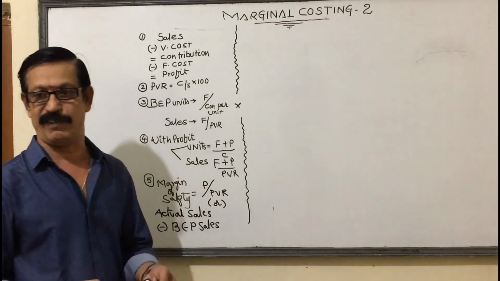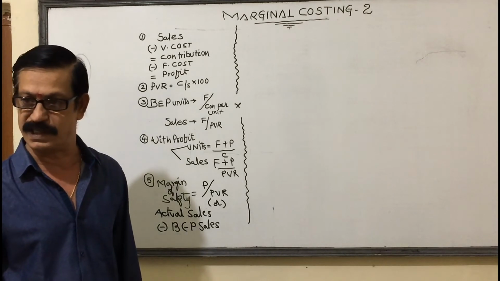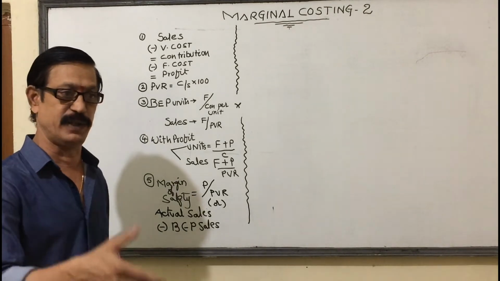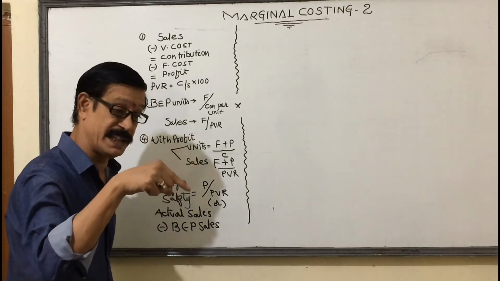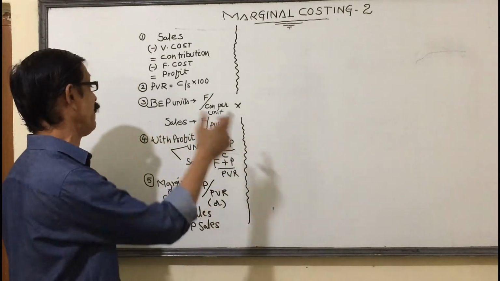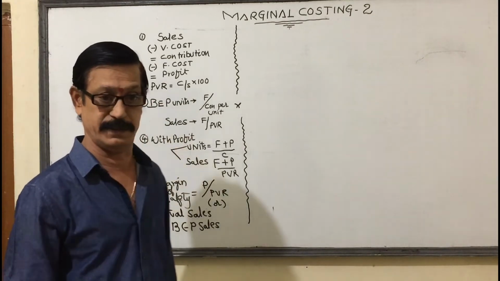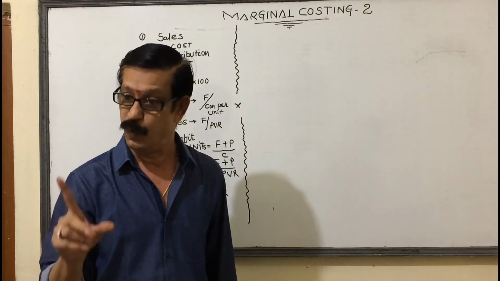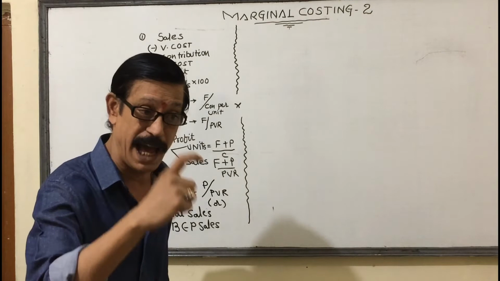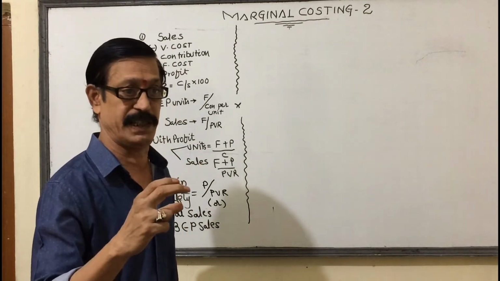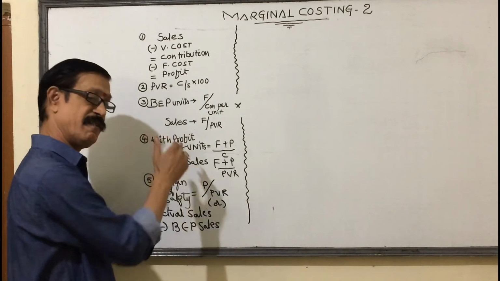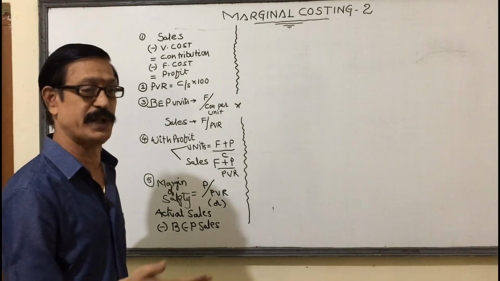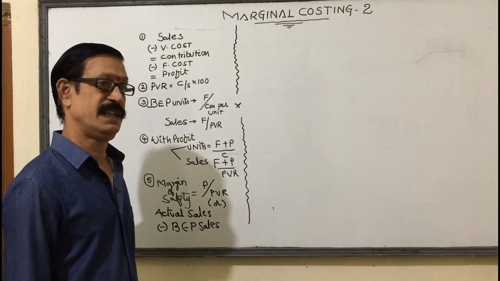Break even point is a level of output at which no profit, no loss. It can be expressed either in units or in rupees or sales. Whenever unit wise information is available, then only you can find out the break even point in units. Clear or not? Once you have unit wise information in the problem, then only you can find out break even point in units. But break even sales, in any problem you can do BEP sales.